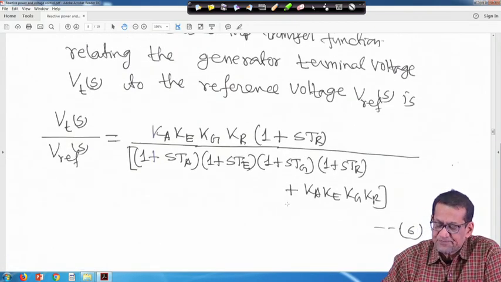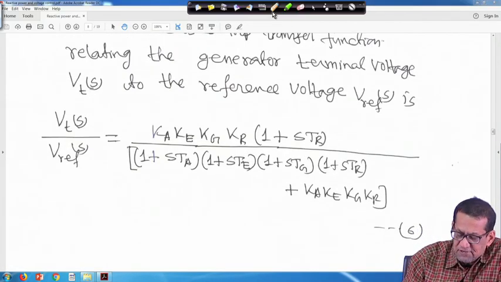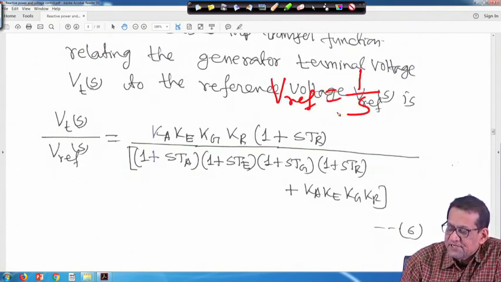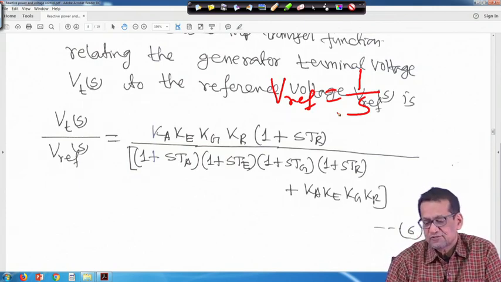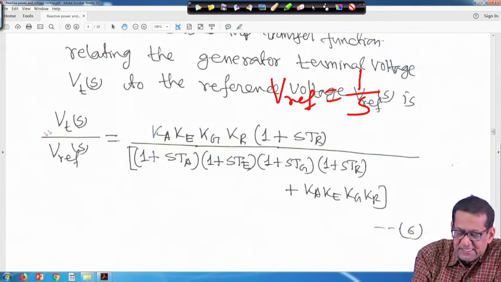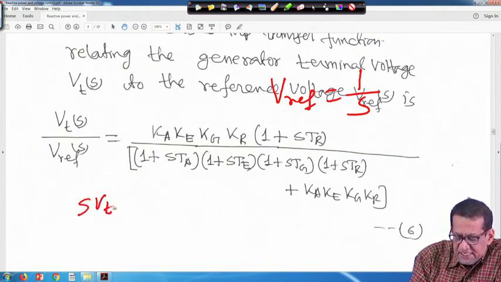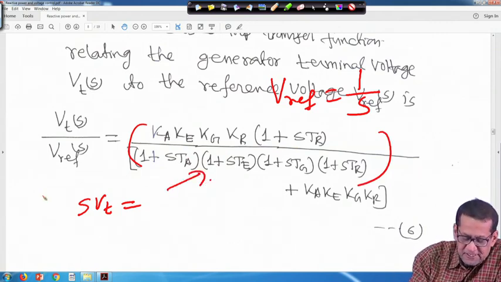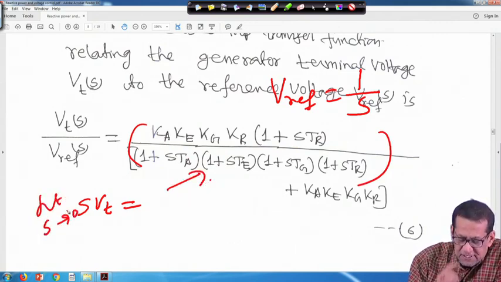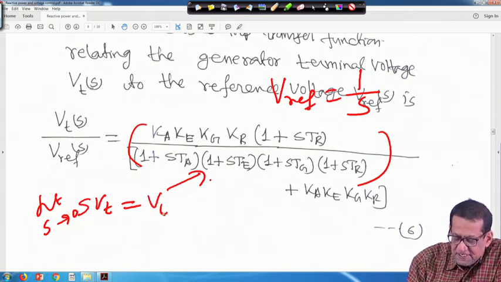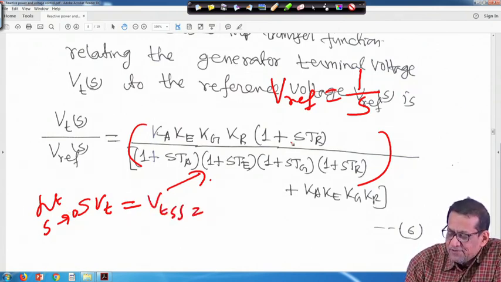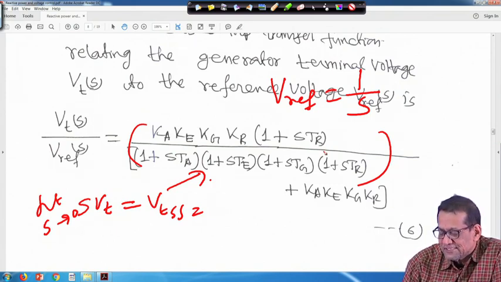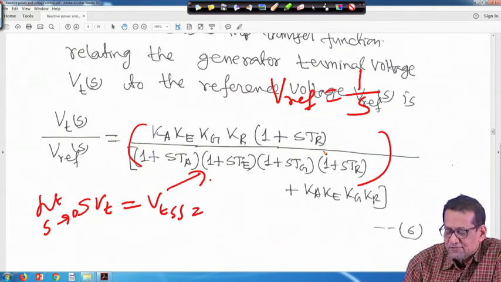So, here we are taking that step response input, that V reference is equal to 1 upon S. If you take V reference is equal to 1 upon S, the left hand side will become S Vt, which is equal to whatever is there in the right hand side. Therefore, limit S tends to 0 is equal to your VTSS. So, just put S is equal to 0 everywhere.